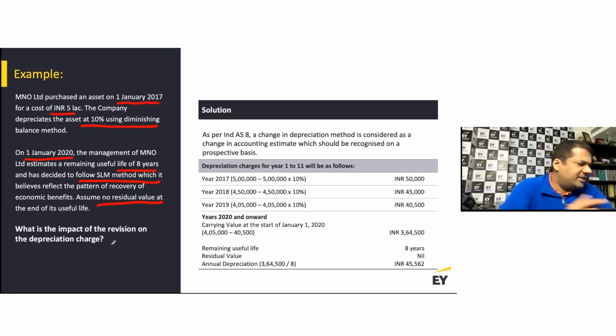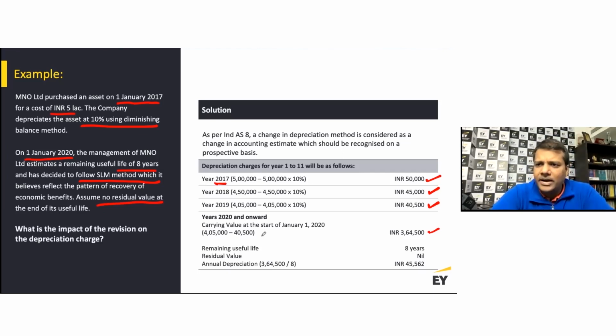So 2017, I did 20%, that is 50,000. Then it was diminishing balance, right? So again, it's 45,000 and 40,500. For the first 3 years, I did WDV. So my carrying value here was how much? That is 3,64,500, right? 4,05,000 minus 40,500 is 3,64,500.